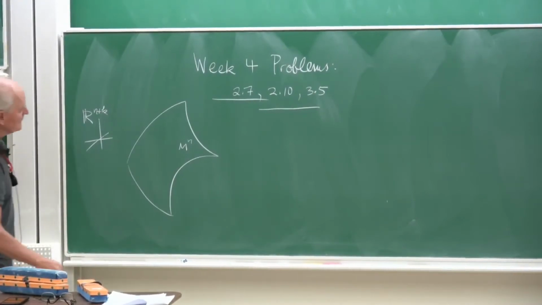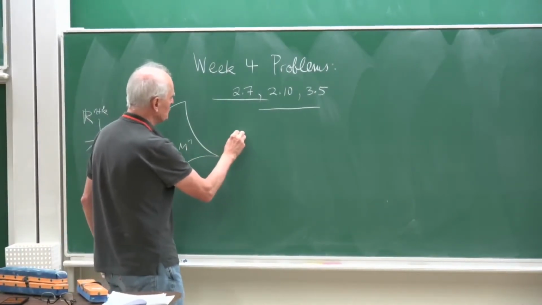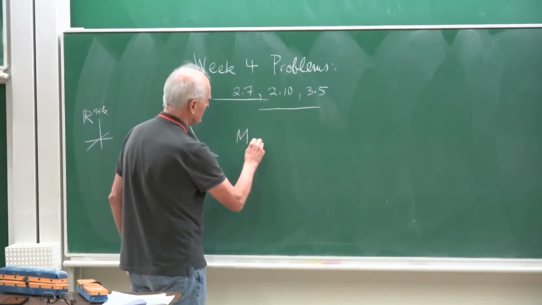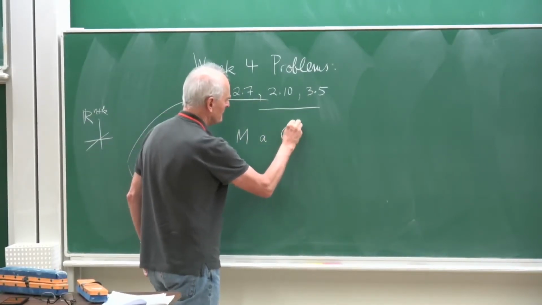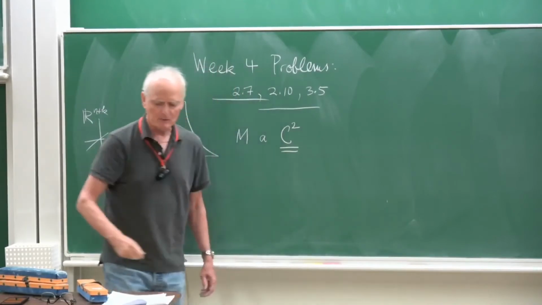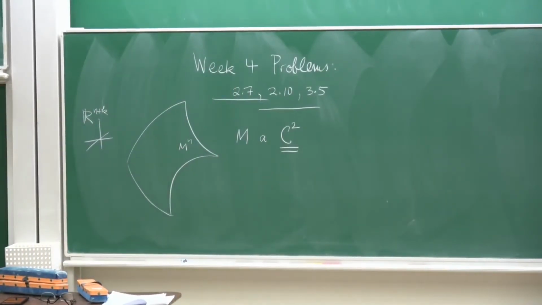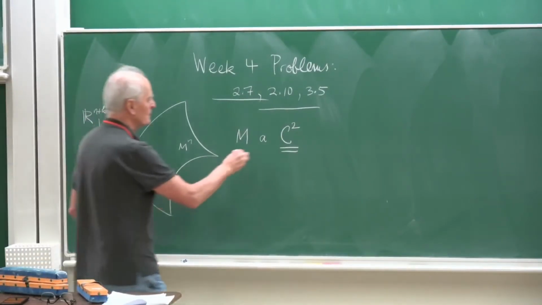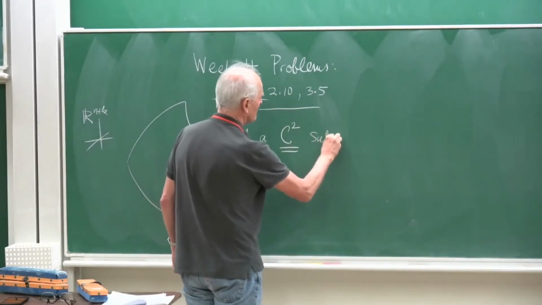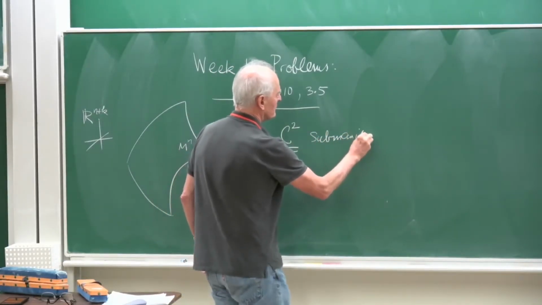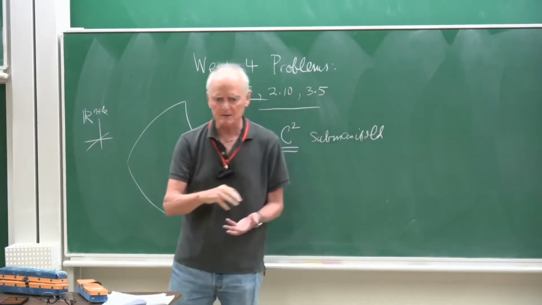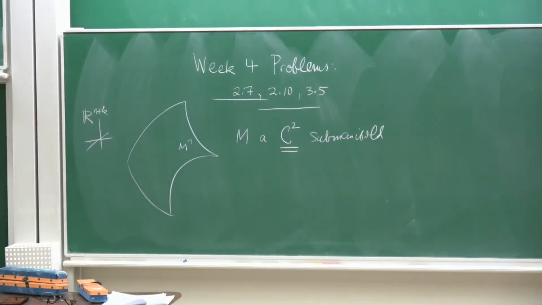And now we suppose that M is at least C2. So most of, in fact, everything we've said so far was valid if you merely have a C1 submanifold. But now we need to take a C2 submanifold. So that means that all the local coordinate representations have to be at least C2 in order for it to be called a C2 submanifold.